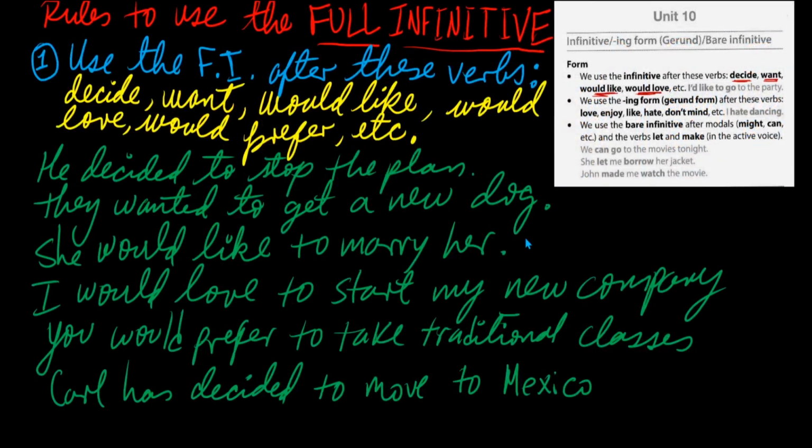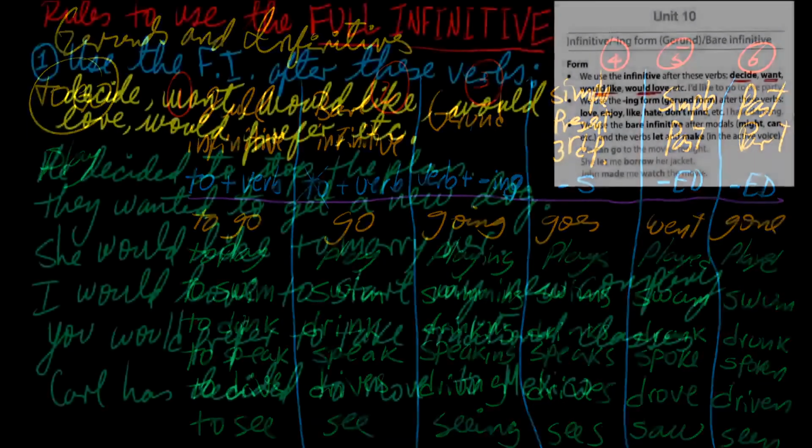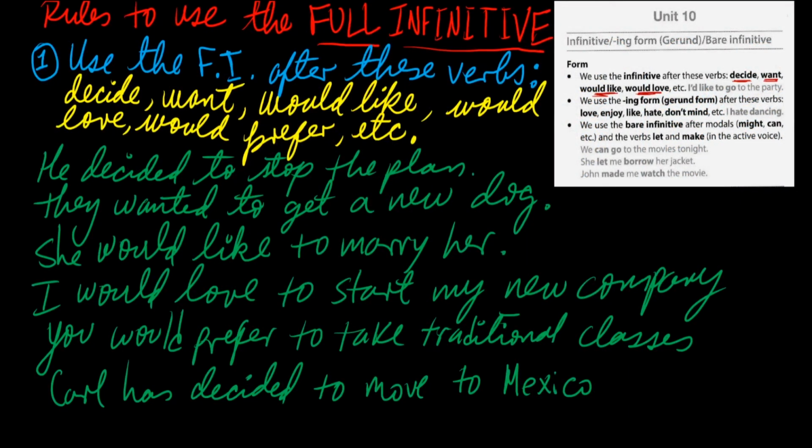So what you need to know is there are rules to use each of the three that we highlighted here in number 1, 2, and 3. Let's start with the number 1. The number 1, we use the full infinitive. FI stands for full infinitive. We use the full infinitive after these verbs.